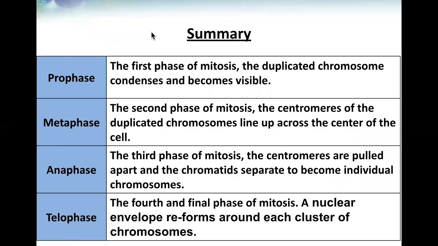So, a summary of the four phases of mitosis. In the first phase, prophase, the duplicated chromosomes condense and become visible. In the second phase, the centromeres of the duplicated chromosomes line up across the center of the cell. That's metaphase. Anaphase, the third phase of mitosis, the centromeres are pulled apart and the chromatids separate to become individual chromosomes. And the last phase, telophase, the fourth and final phase of mitosis, a nuclear envelope reforms around each cluster of chromosomes.